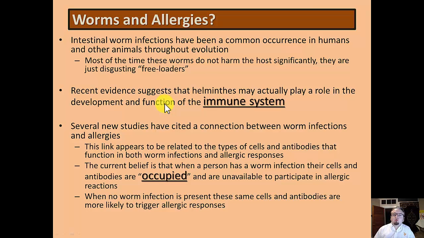And they're actually coming up with new ways of potentially treating allergies by using different components of the worm as a way to maybe suppress that. You can look into that online if that's something you find interesting.